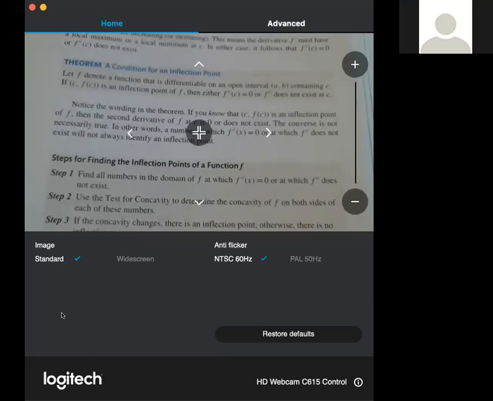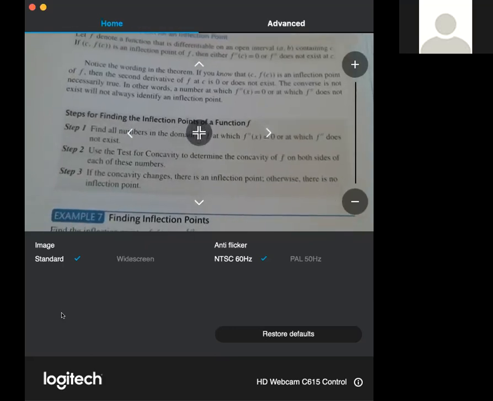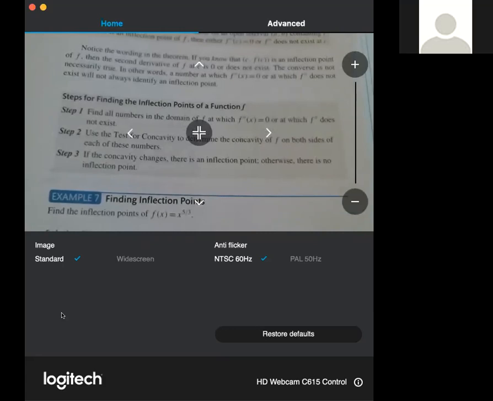So notice the sequence that they give here, steps for finding an inflection point. Find all numbers where the second derivative is 0 or where the second derivative doesn't exist. Use the test of concavity to the right and to the left to determine concavity.